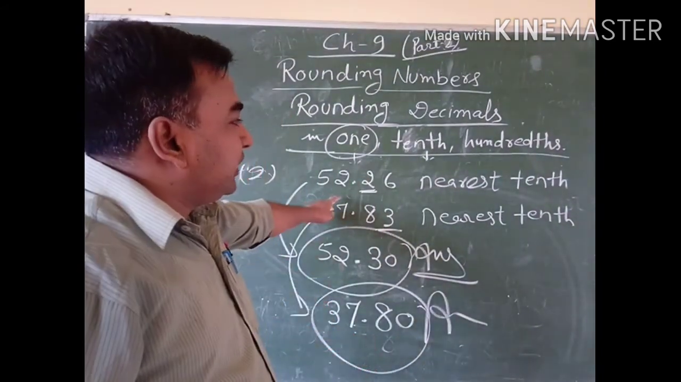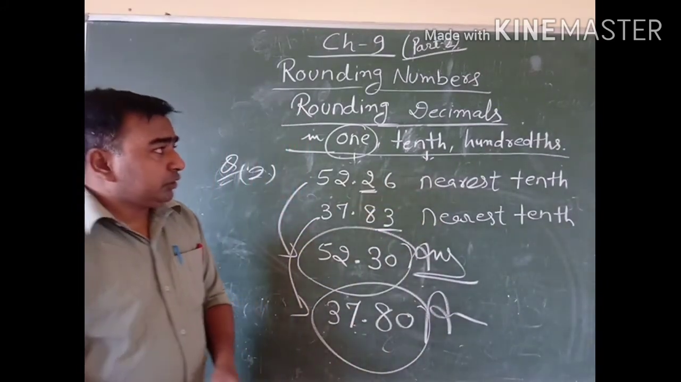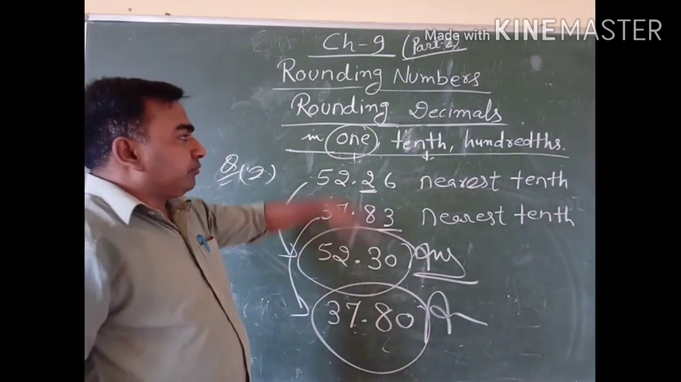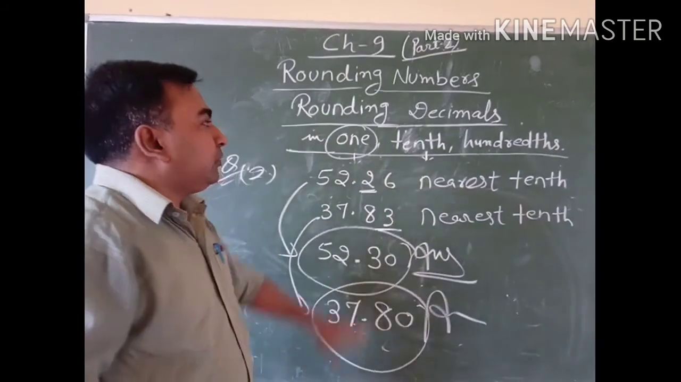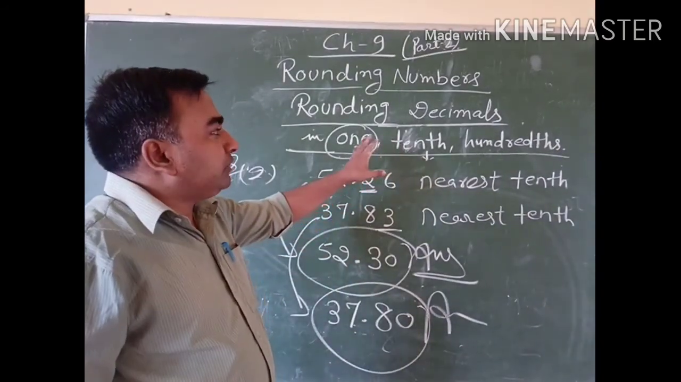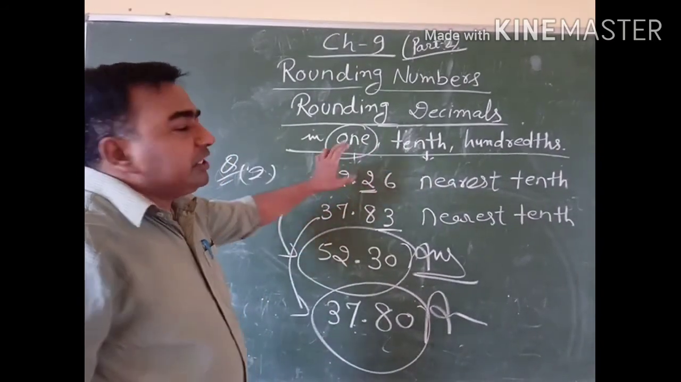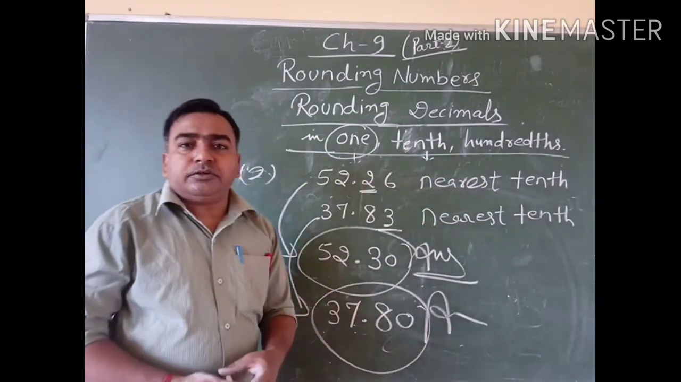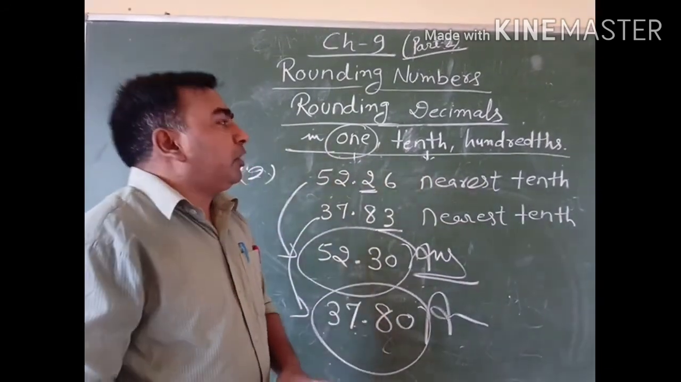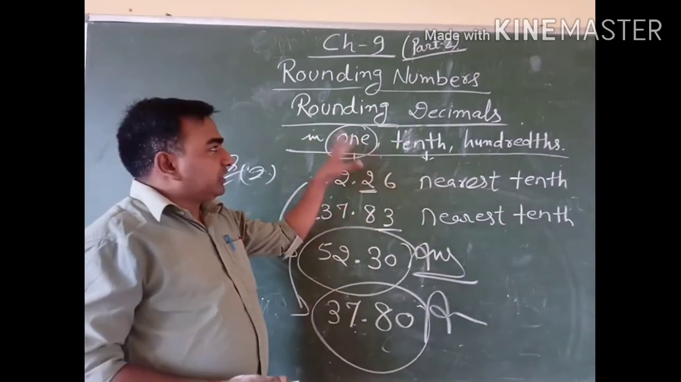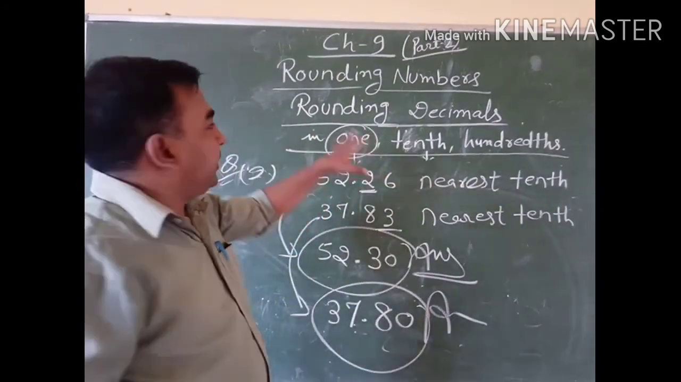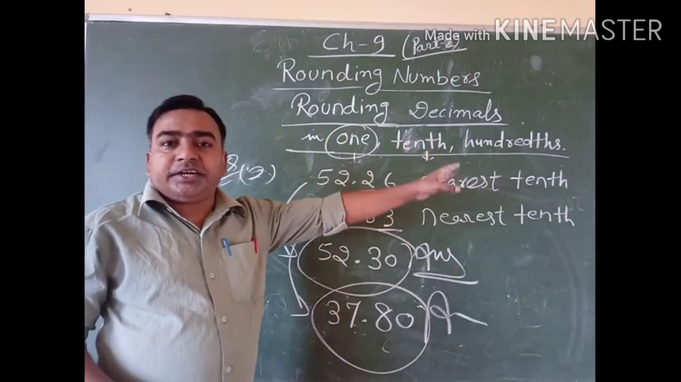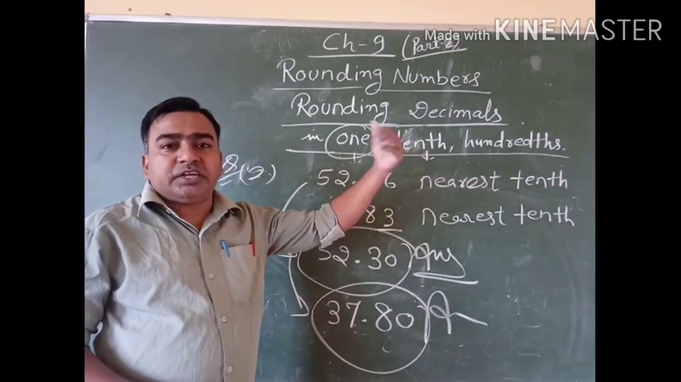37.80. So students, through this video we have learned about rounding of decimal numbers, nearest ones and 10th. Okay. In the next video we will learn about the same subtopic, rounding decimals to the 100th place number or more than 100th place number.